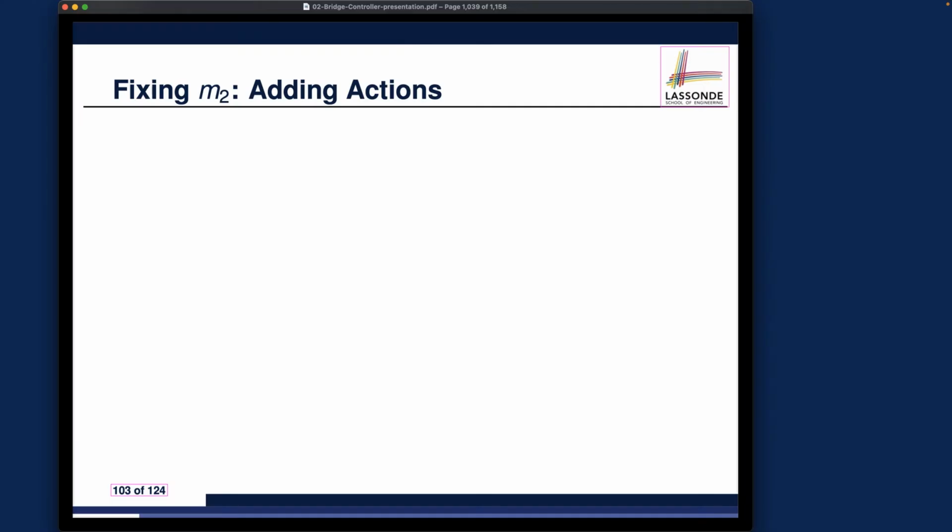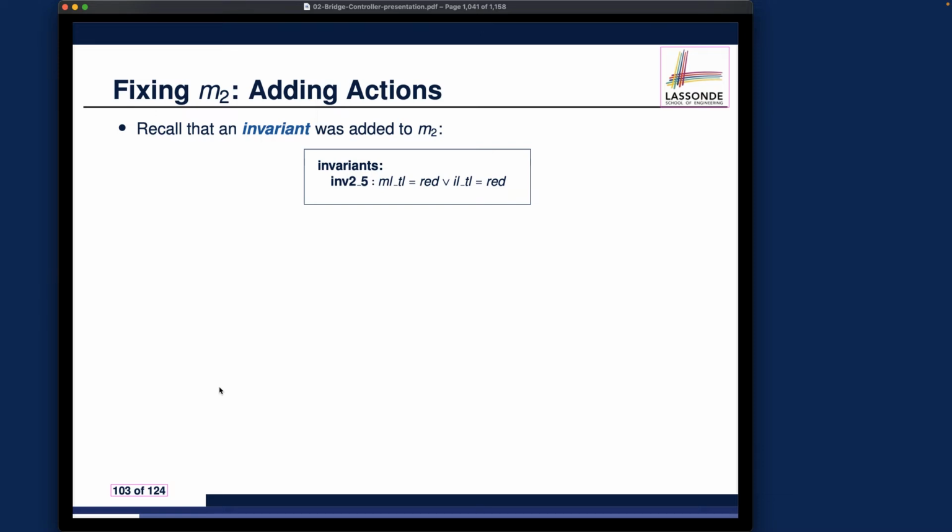Before we move on to fix our refinement model M2 even further, I would like to recap what we actually achieved from the last part. It's always important to know where we are at the moment. Remember, we introduced this extra invariant number 5, which is about the two traffic lights on the island side and on the mainland side. They cannot be green at the same time.